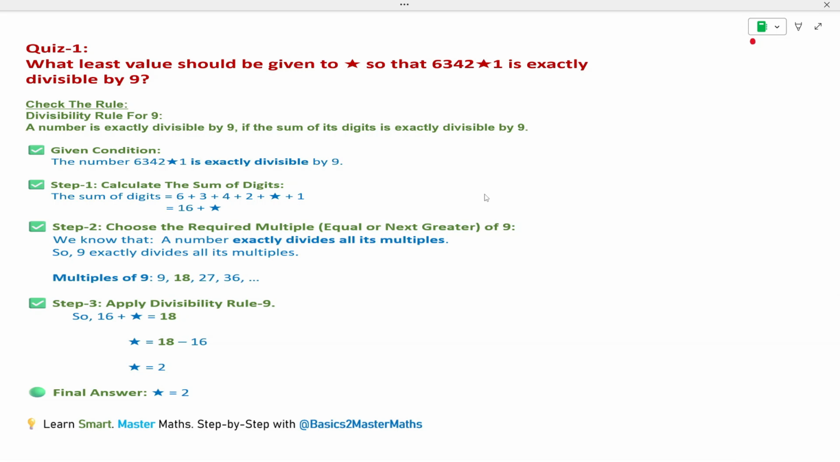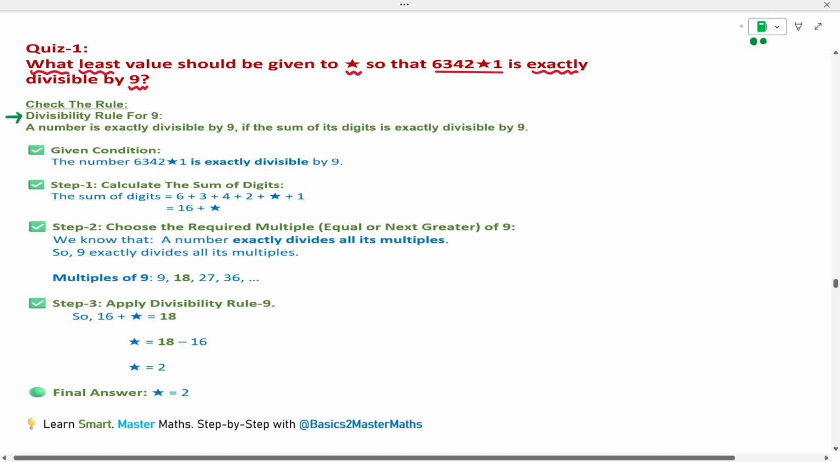Question 1. What least value should be given to star so that 6342 star 1 is exactly divisible by 9.